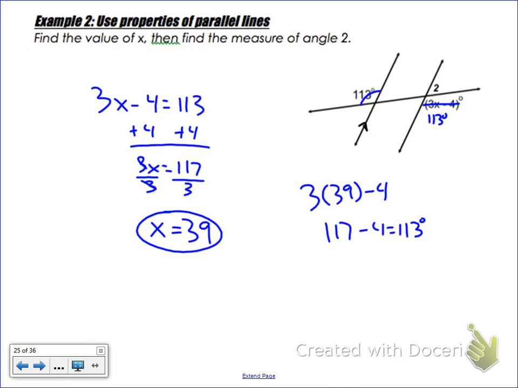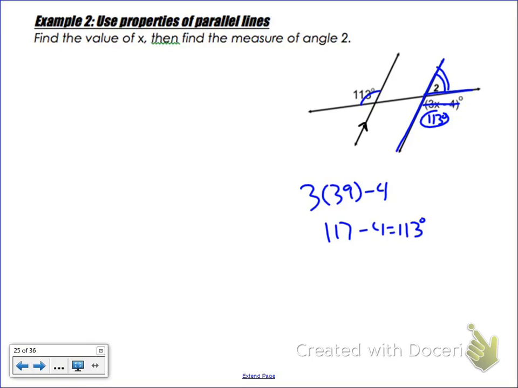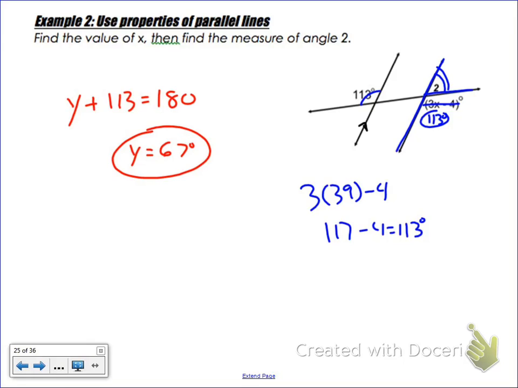And then to find the measure of angle 2, we want to ask ourselves, what's the relationship between this angle over here and angle 2, which is the angle that I'm looking for? They're a linear pair, and linear pairs are supplementary. So if I call this y, to use a different variable for my missing angle, plus my other angle, which is 113, that's going to equal 180 degrees. Subtract 113 from both sides, and y is going to equal 67 degrees for the measure of angle 2. So I have x is 39, and my measure of angle 2 is going to be 67 degrees for this example.